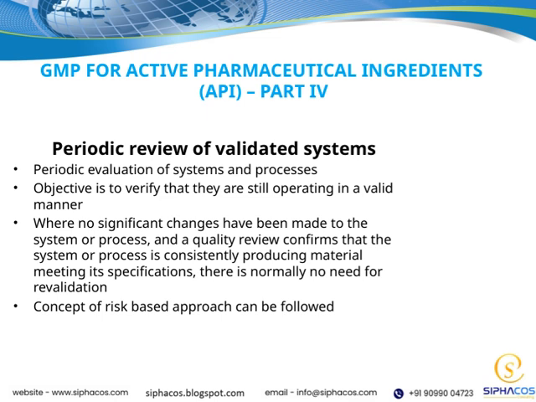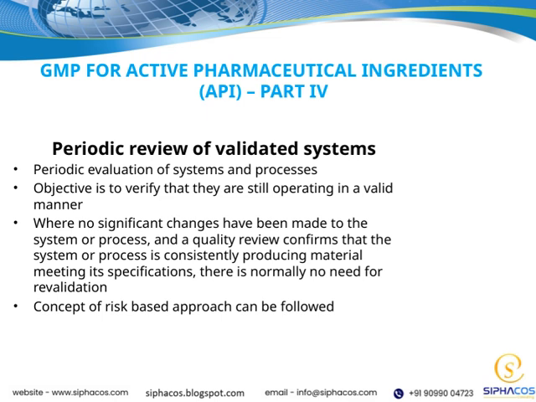Additionally, we can follow a risk-based approach in this review process. That means prioritizing resources and attention based on the potential risks associated with different systems or processes. This helps us focus on areas that could impact quality or compliance the most. Finally, this concept ties into our broader GMP principles for active pharmaceutical ingredients, especially in Part IV. Regular, targeted reviews help ensure ongoing control and assurance of quality, which is fundamental to maintaining high standards in pharmaceutical manufacturing.